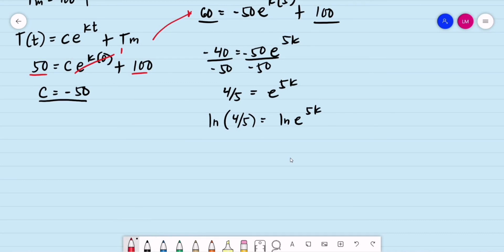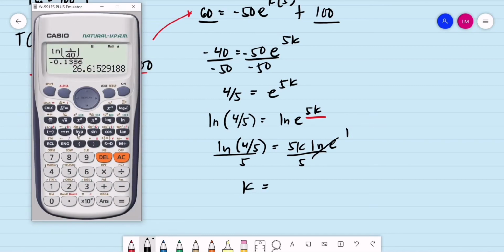So we bring down this exponent. The ln of 4/5 is now equal to 5k ln of e. We know that ln of e is the same as 1. Dividing both sides of the equation by 5, the value of the proportionality constant k is equal to ln of 4/5 all over 5.